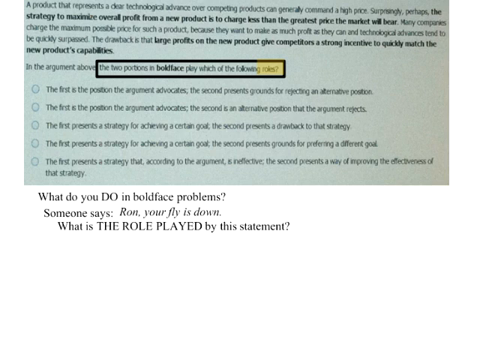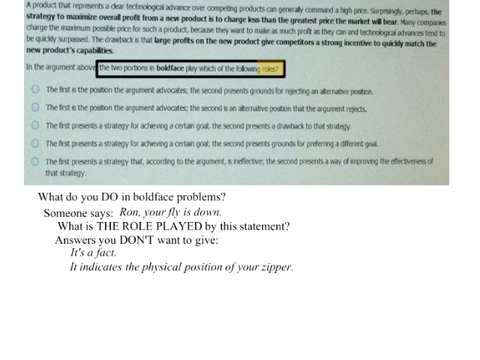So, answers you don't want to give here. I'm assuming you guys know, your fly is down, and you're supposed to zip the thing up, right? What you don't want to give here, and KT is coming a little bit closer to the mark, is, oh, it's a fact. You definitely don't want to give, it indicates the physical position of your zipper. You don't want anything like that. And it's also not a conclusion, because you're not trying to prove it, or that's not the point of your argument.